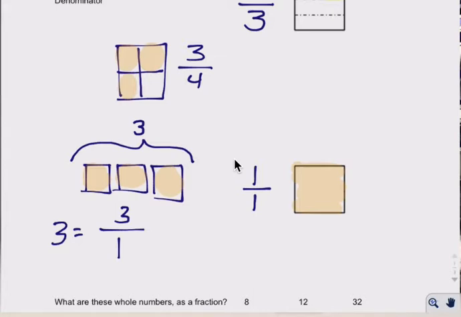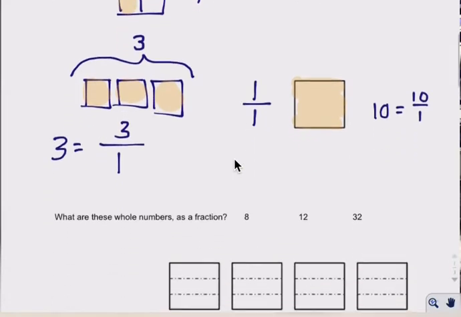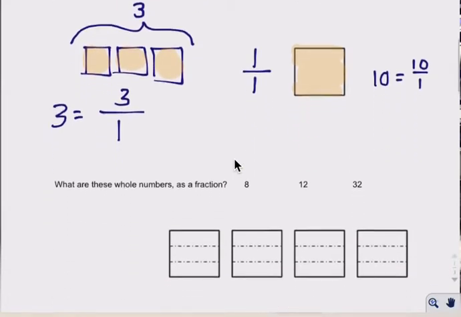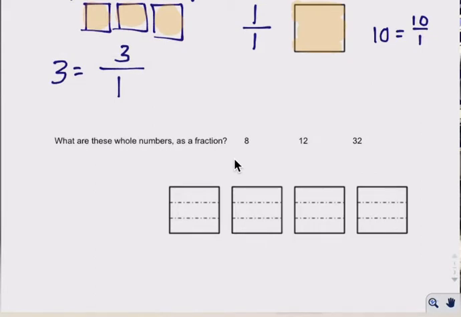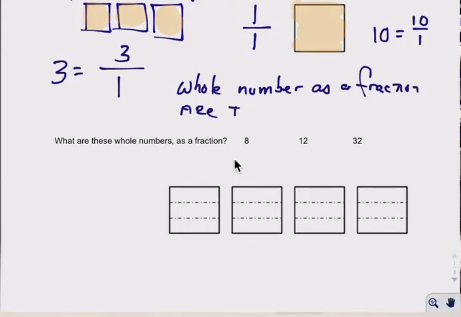So 1 as a whole number is 1/1. 3 as a whole number would be 3/1. 10 as a fraction would be 10/1. And so what do you think these other ones down the bottom here, 8, 12, and 32, would be as fractions? Again, whole numbers written as fractions are that number over 1.